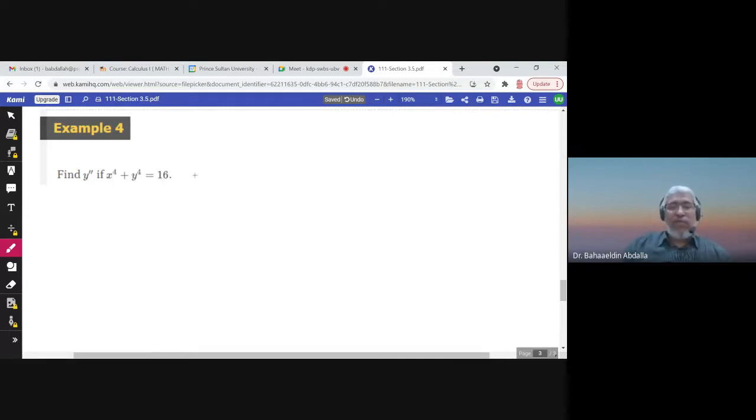So the derivative of x to the power 4 would be 4x to the power 3. The derivative of y to the power 4 would be 4y to the power 3 times y prime, because y is a function of x, using the chain rule. Derivative of 16 is 0. Now I can find y prime from here. I can solve this equation for y prime and then find y double prime.